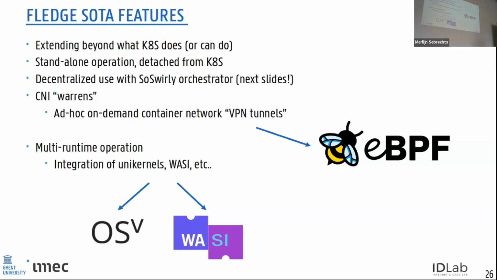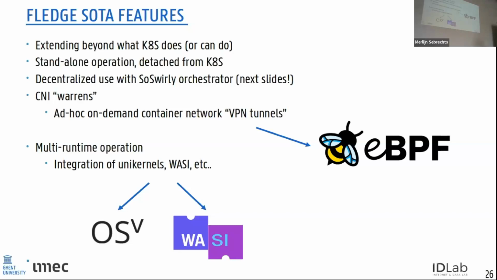For this, we developed the orchestrator Swirly, which is basically a fully decentralized orchestrator, which is going to be discussed shortly after this. And we also developed a different networking solution, which is not container networking with VPN tunnels, but CNI warrants. So basically a combination of fully decentralized VPN and a container network, which is ad hoc. Whenever they're required, a tunnel between two nodes is set up to exchange information or data, and once it's not required anymore, it gets torn down again.